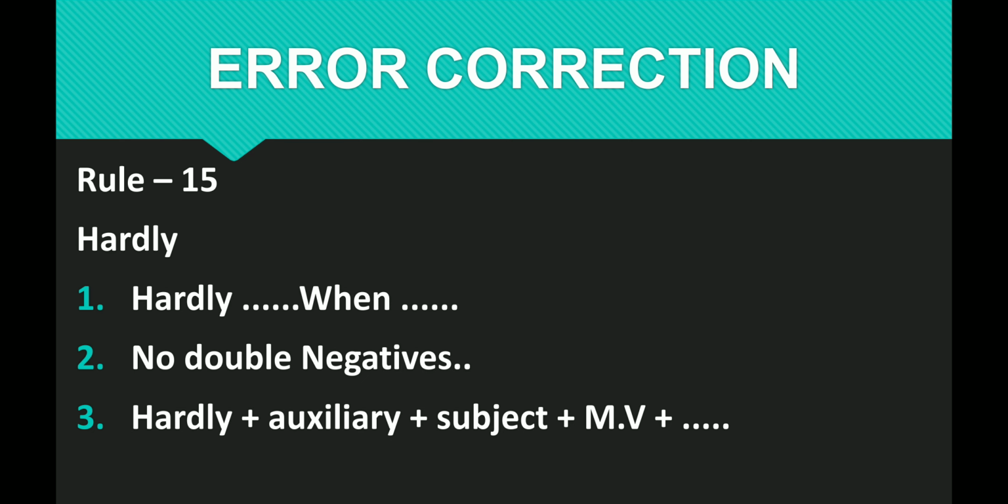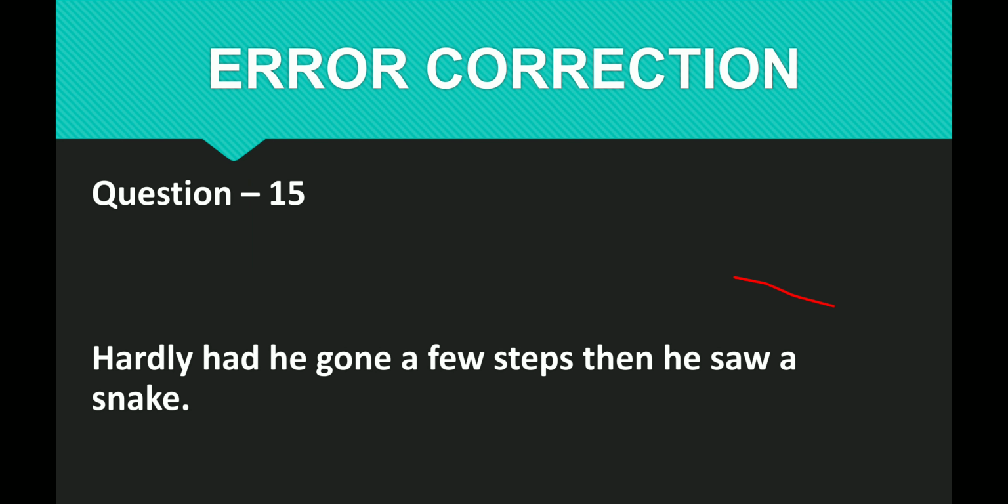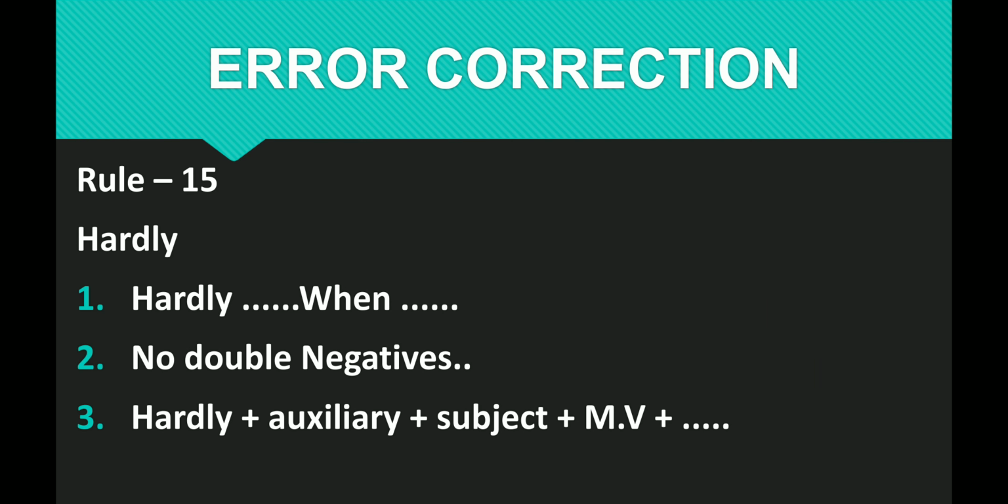And the final rule is, hardly plus helping verb, that is auxiliary, plus subject plus main verb. This is the format of the sentence, whether it is used or not. So we'll have to check right now. Here is hardly plus had, which is the auxiliary, he is the subject, gone is the main verb. So according to the structure, we have made it. All right. These all are the 5 rules.